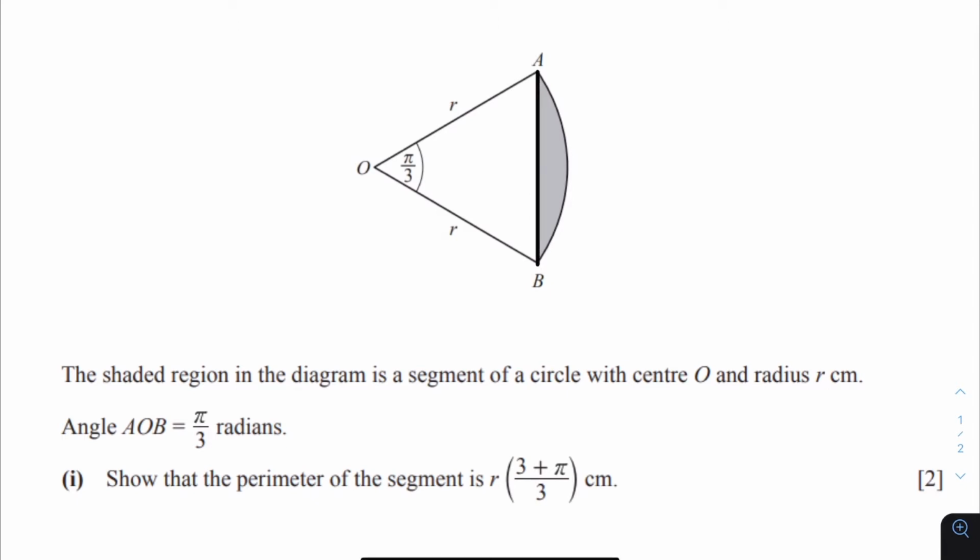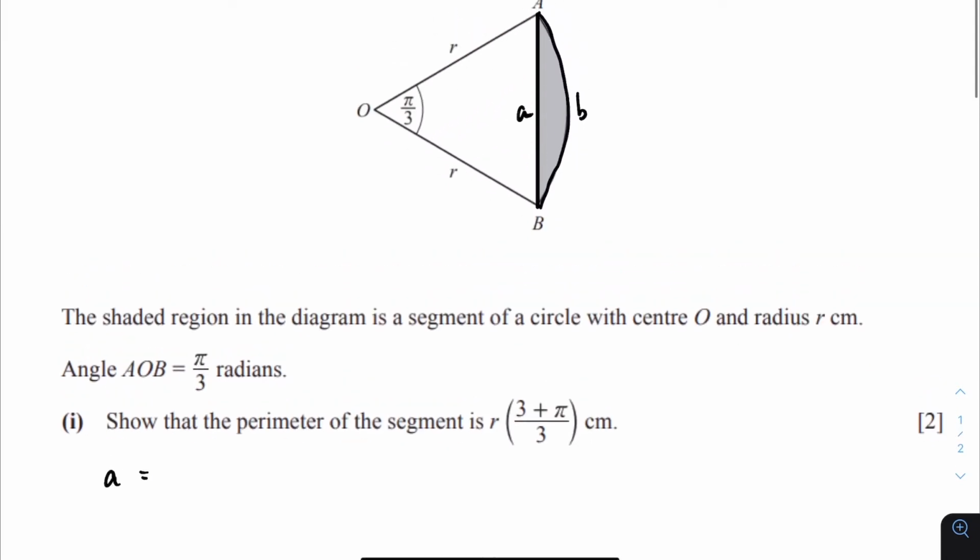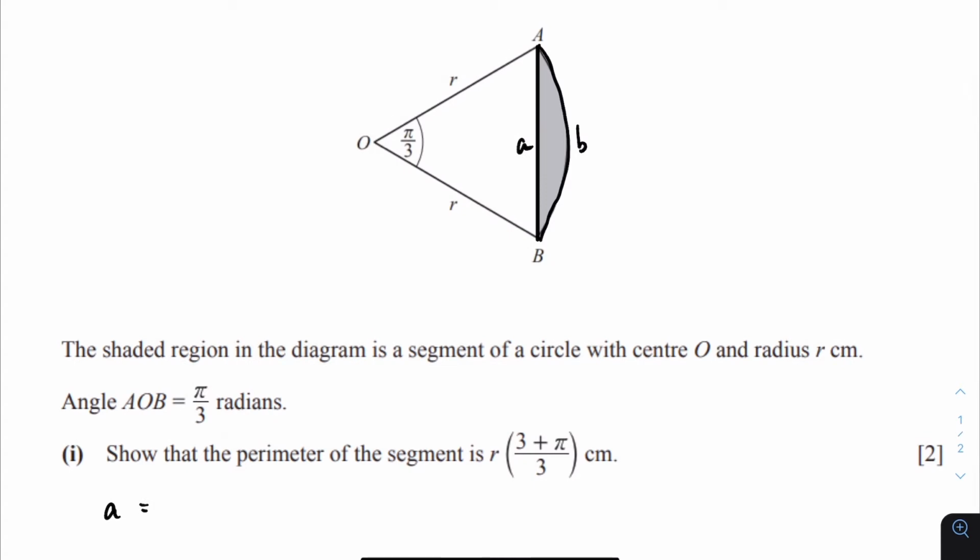All right, so let's say AB is denoted by the letter A, and then this arc over here, let me just draw that roughly, that arc is going to be B. So let's start with finding A. What we can do for A is, since we have an angle in the center of two sides that we know, we can use the cosine rule.